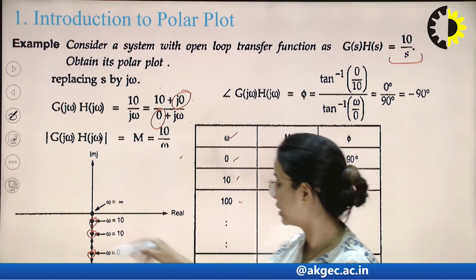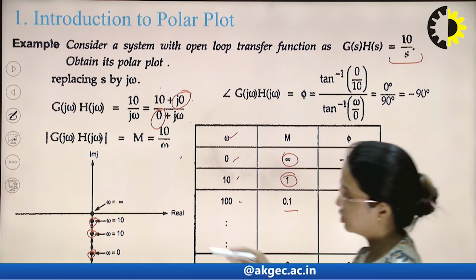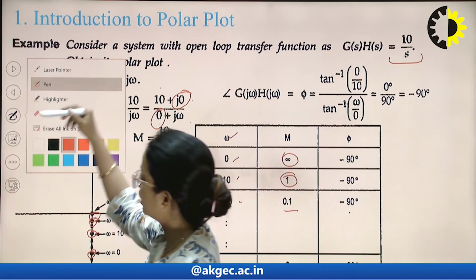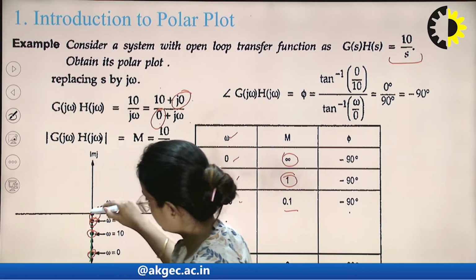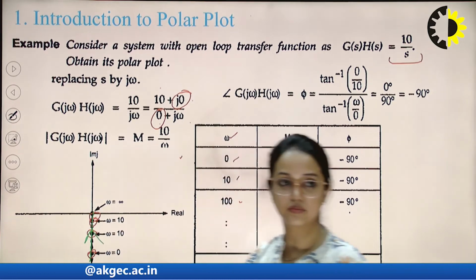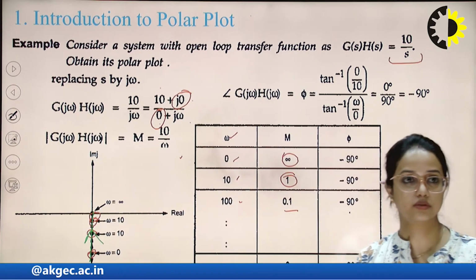And then for omega equals infinity, we have magnitude as 0. So this polar plot can be drawn like this. This is the polar plot. This is the required polar plot.